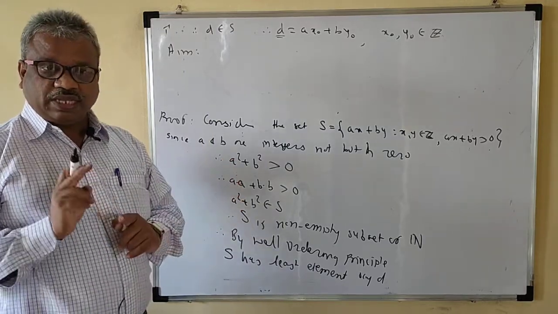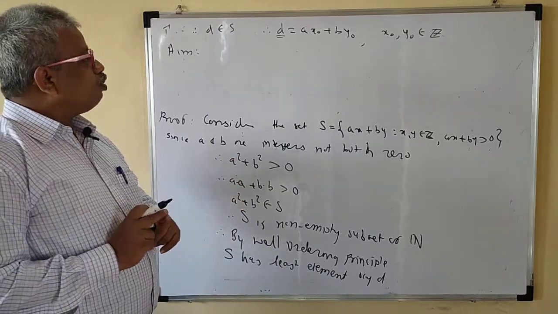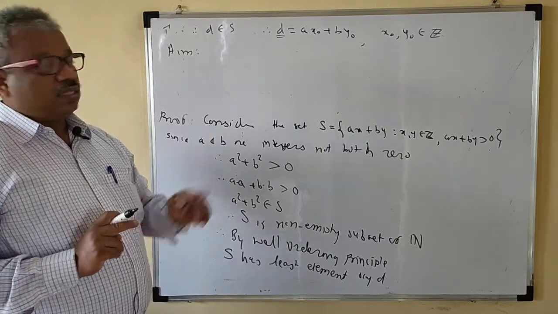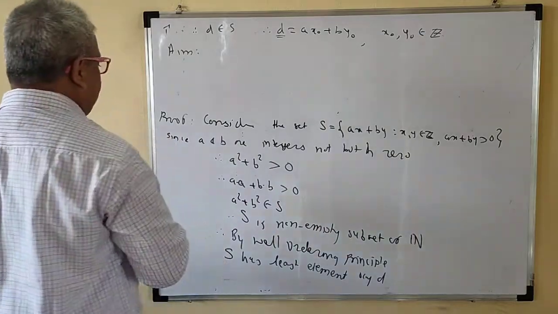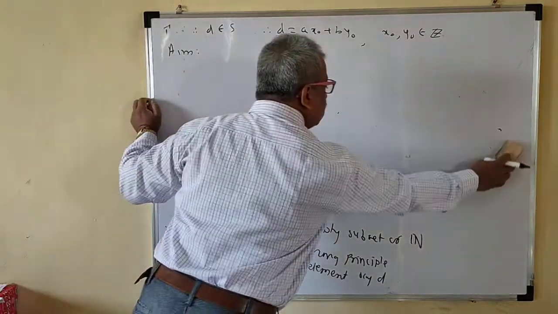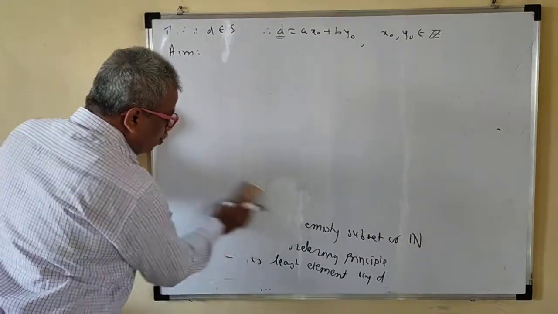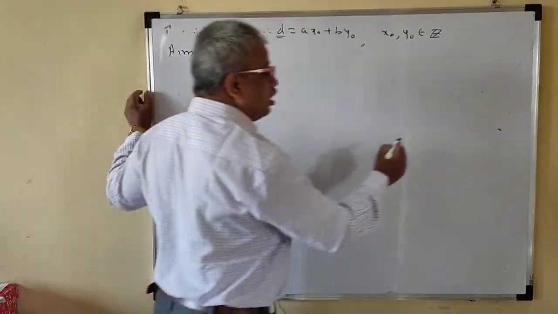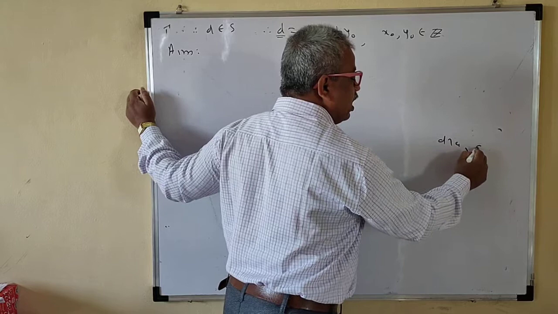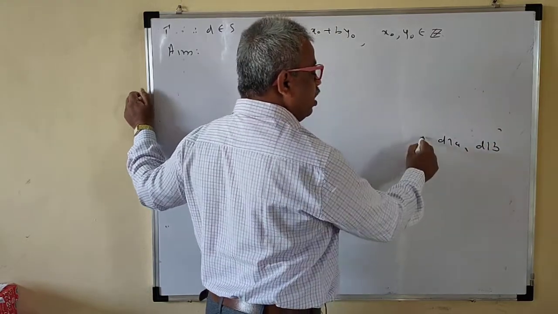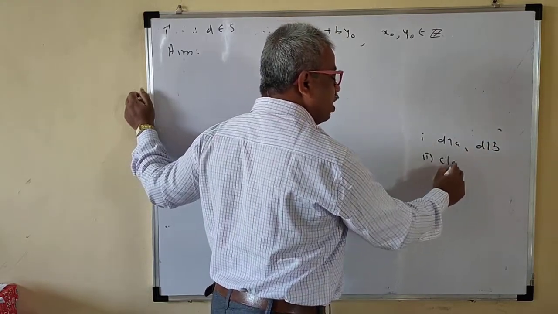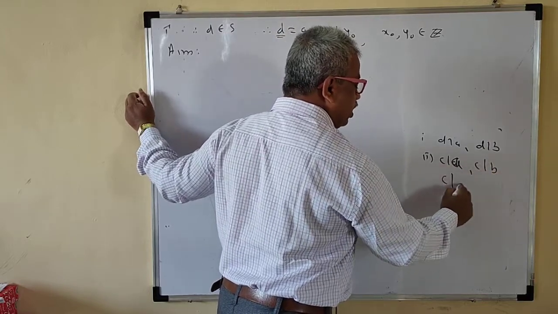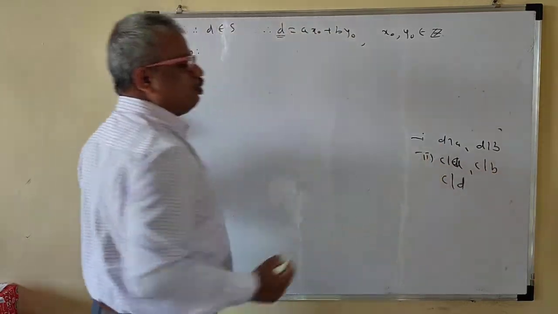So first we will prove D is the GCD. What do we have to prove? We have to prove that D divides A and D divides B. First we prove D divides A, then we will prove D divides B. What is the definition of the GCD? D divides A, D divides B, right? And the second condition: any common divisor of A and B divides the GCD. These two parts we have to prove.